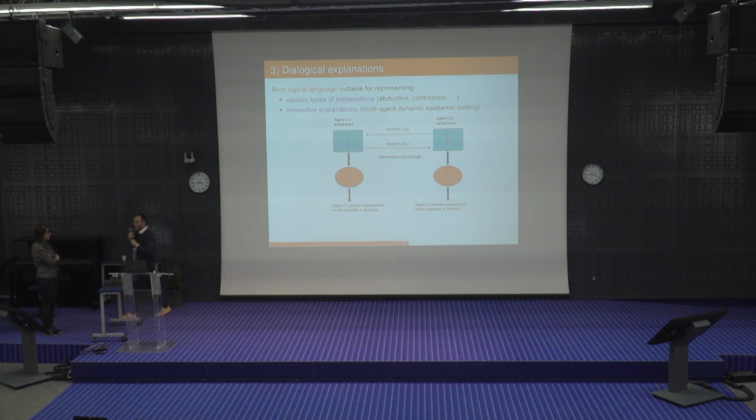The example can be, suppose you send your application to a bank to get a loan, and your application is rejected. Suppose the bank has an artificial agent who is replying to your request, then you ask the conversational agent, why was my application rejected? Then you need an explanation by the classifier. So you enter into the field of interactive explanation. So we developed a multi-agent language for dealing with this kind of scenarios.